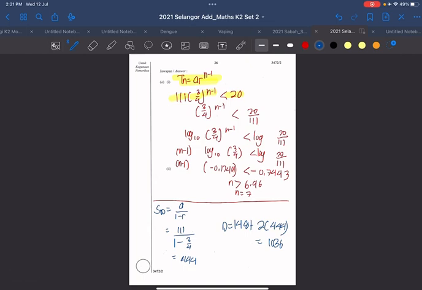So I can transfer 111 to the other side, and (3/4)^(n-1) will be smaller than 20 over 111. And then we can solve this question using logarithm. So log (3/4)^(n-1) will be smaller than log 20 over 111. So we can transfer this n minus 1 to the front. So (n-1) log 3/4 will be smaller than log 20 over 111. So we will get n bigger than 6.96. So n will be equal to 7.